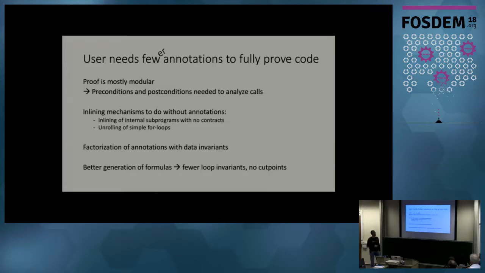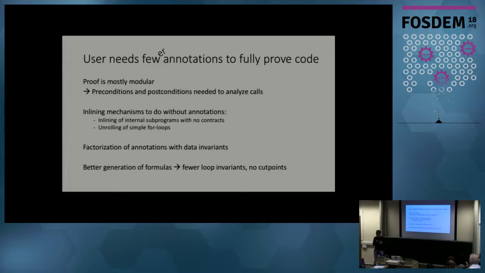So yeah, proof, as I said, is mostly modular, so we will analyze using very complex, very rich SMT solvers, subprogram by subprogram, which means that to analyze calls, we will need whatever information you give us, preconditions, postconditions in particular. In some cases, we can do without because we have inlining mechanisms. So internal subprograms that have no contracts, the tool inlines them. Some loops, what we call the simple for loops, we just unroll them so that you don't have to add the necessary annotations in simple cases. And things that do not participate in the API. The API is really the specification, but things internal, we'd like to strip all of them if possible, and try to go in this direction.